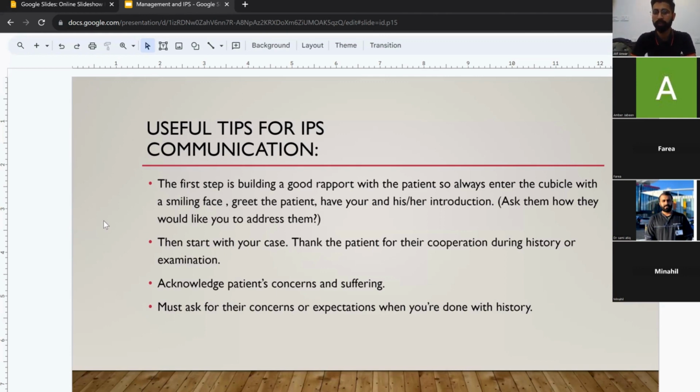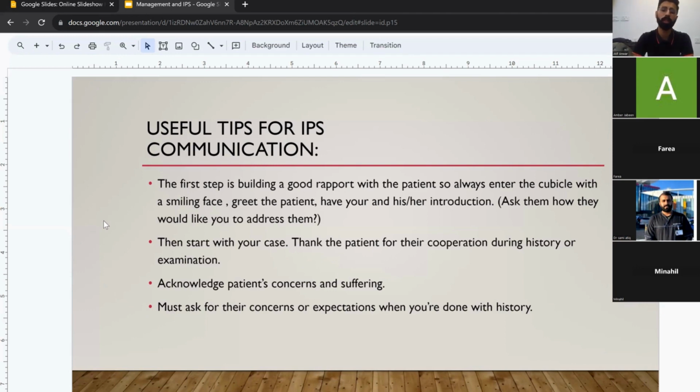Then you will greet the patient. Hello, my name is Dr. Atif Anwar. I'm one of the junior doctors in this department. Whatever department you're working in, they will tell you outside the station. That is the first part of GRIPS, right?